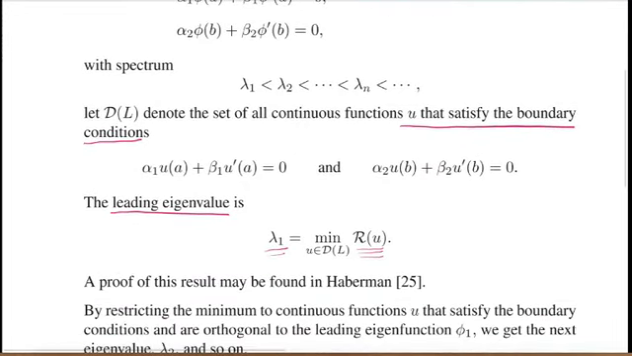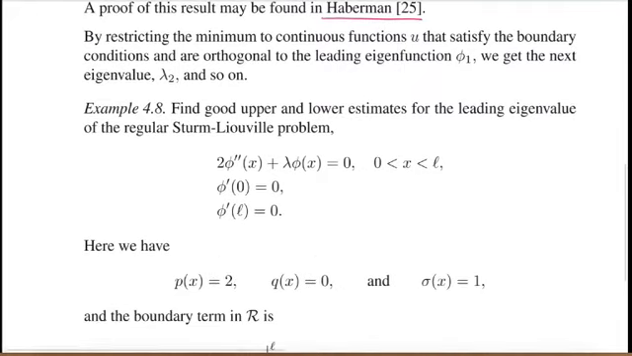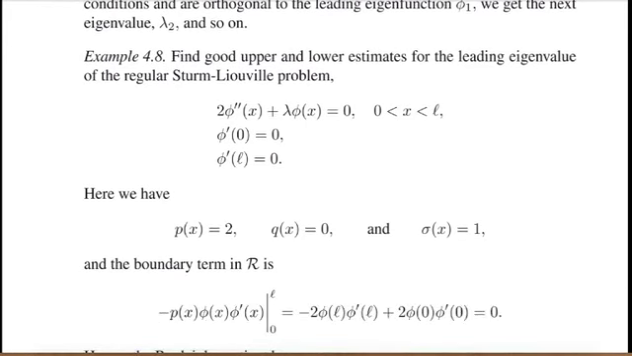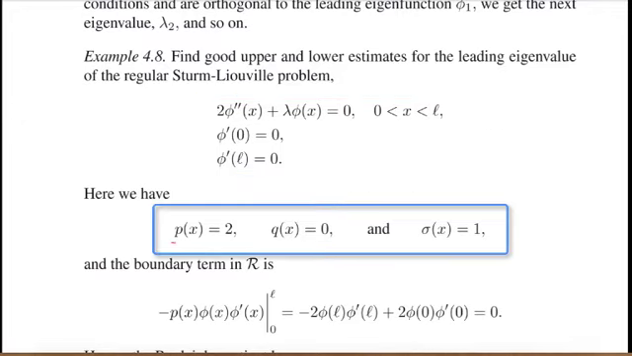A proof for this can be found in the book of Haberman. I rather do an example here where we study this. So we want to find the upper and lower estimate for the leading eigenvalue of a regular Sturm-Liouville problem. 2 phi double prime plus lambda phi is 0 on the interval from 0 to L with homogeneous Neumann boundary conditions. Phi prime at 0 is 0 and phi prime at L is 0. So let's identify the terms of the Sturm-Liouville problem. So the p function is 2, the q function is 0, and the sigma function is 1.